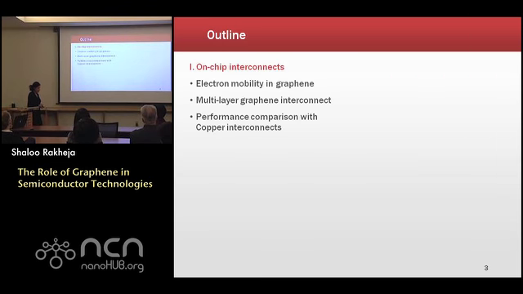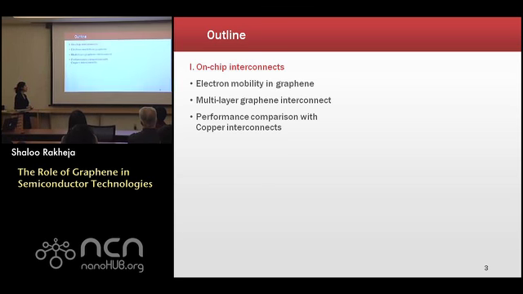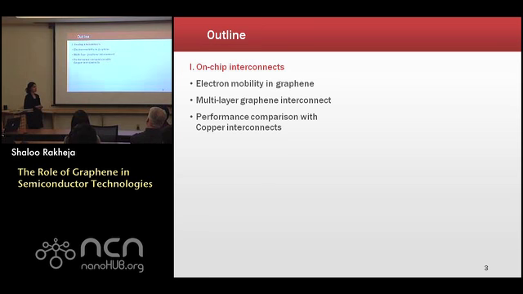So I've partitioned my talk into 3 distinct components. In the first part, I'll motivate you as to why graphene makes sense for interconnect applications. And towards this end, I'll go over electron mobility in graphene. I'll be giving you a specific example of multi-layer graphene interconnects, and I'll be showing you some of the advantages, limits, and opportunities of graphene interconnects as compared to copper interconnects at advanced technology nodes.